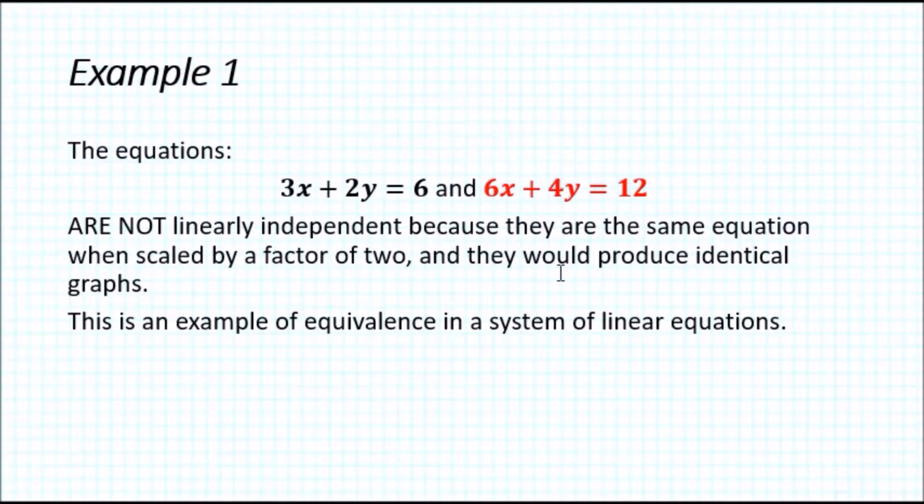We can also see that they would produce exactly identical graphs. So there is nothing independent about it. This is what I call an example of equivalence in a system of linear equations. Yeah, pretty cool, man. Not bad too, guys.